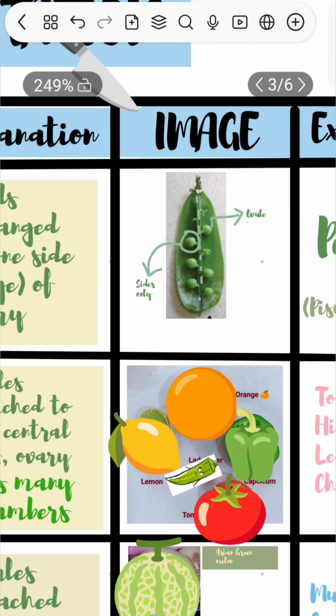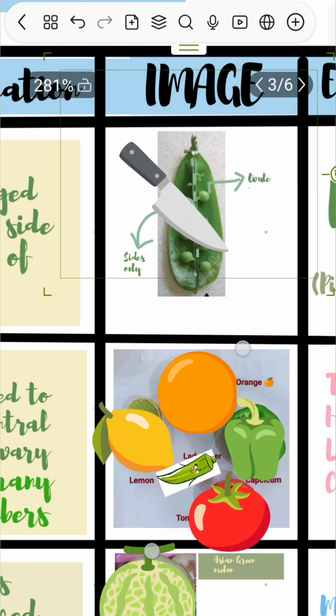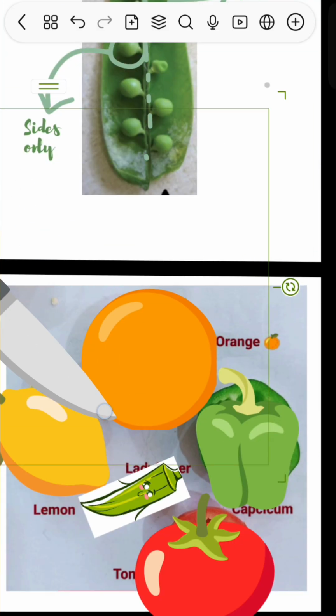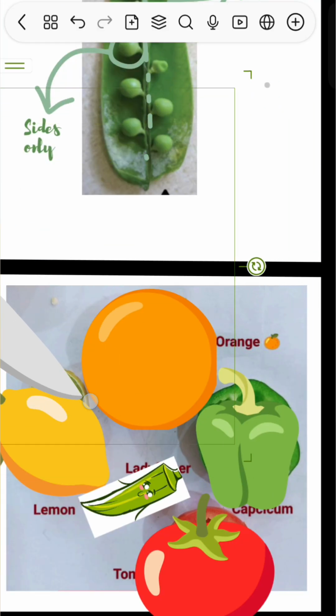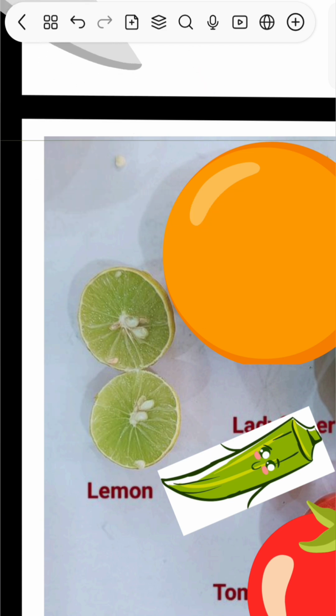Let's cut the fruits now so that we can see how the axile placentation is present. We have many examples for this, like the real image. First, let us cut the lemon. I've cut the lemon. Let me keep the knife away. Okay, let's see inside the lemon.